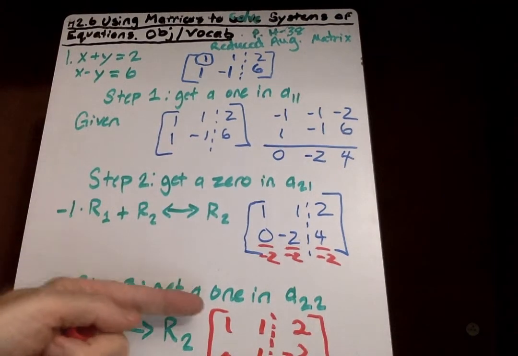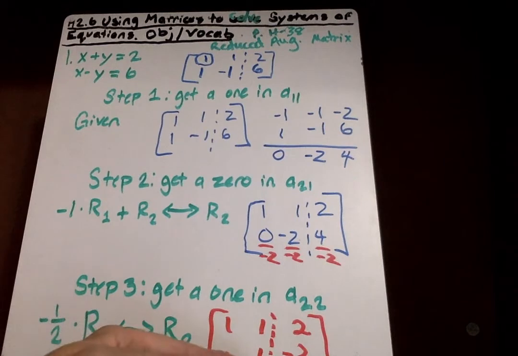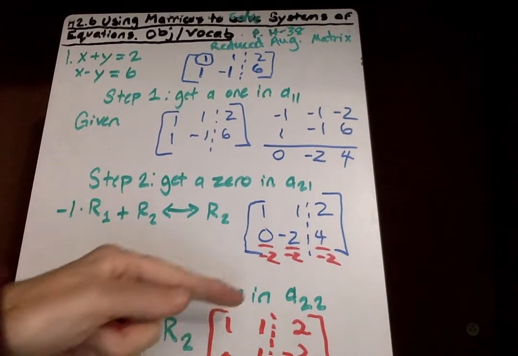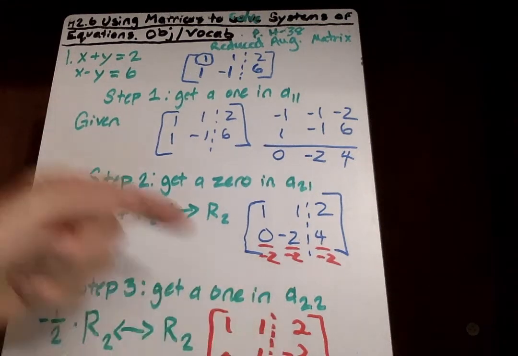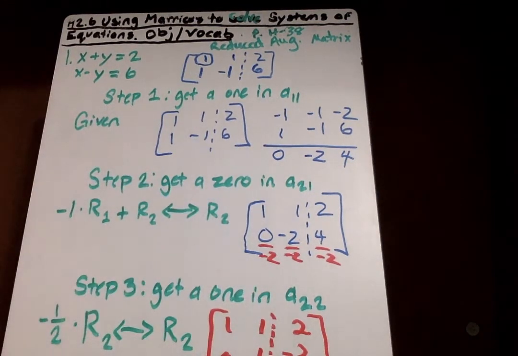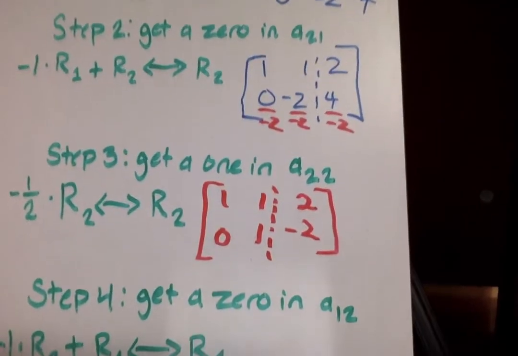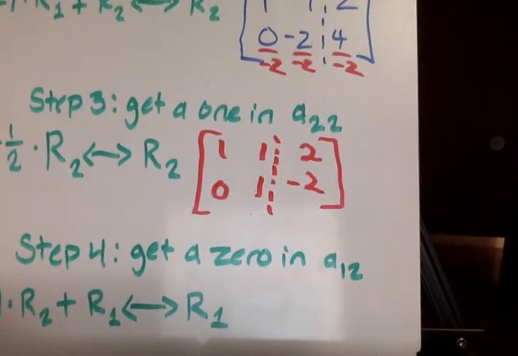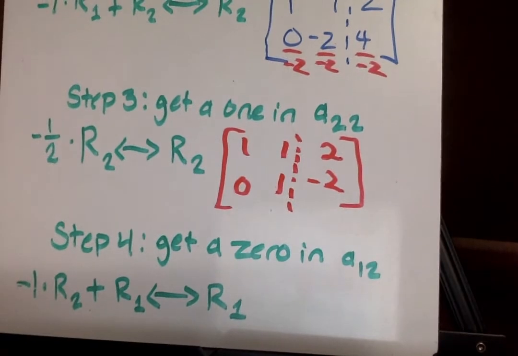Okay, so now we have 1, 0, 1. So we almost have our goal. The goal is to get 1, 0, 0, 1, and then get our solution, whatever is left over there. So the next thing we have to do is multiply -1 times row 2 plus row 1, and it will be our new row 1.